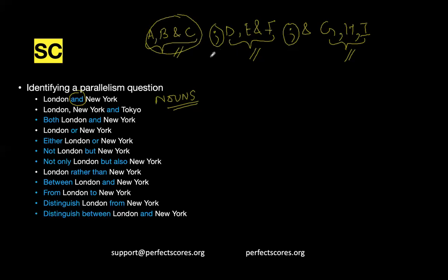So what I mean by parallelism is that if you have these things, for example, London and New York, you have any two things separated by the and, you have to make sure that A and B are parallel to each other. So either they are both nouns or they are both verbs. If they are both verbs, they have to be in the same tense. For example, let's compare London. For example, I went to London. Let me change that.